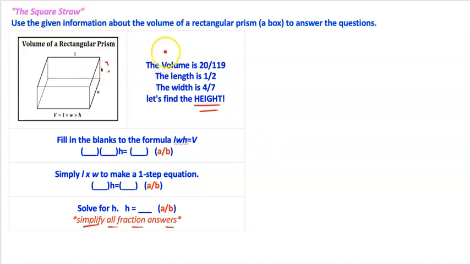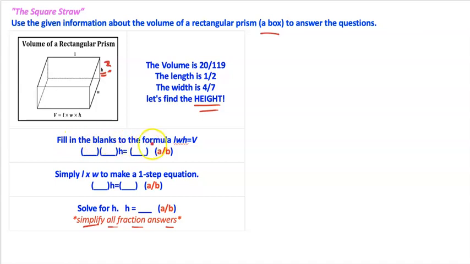Use the given information about the volume of a rectangular prism, a box, to answer the questions. The volume is this many, the length is this many, the width is this many. We got to find the height. We do not know the height. Question mark right there. All right, we got to find that bad boy.